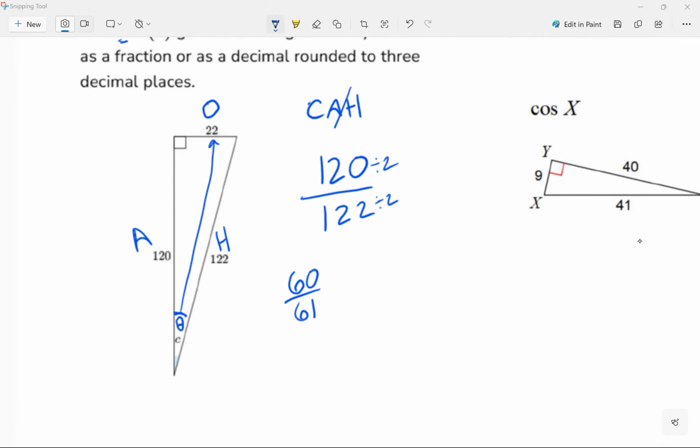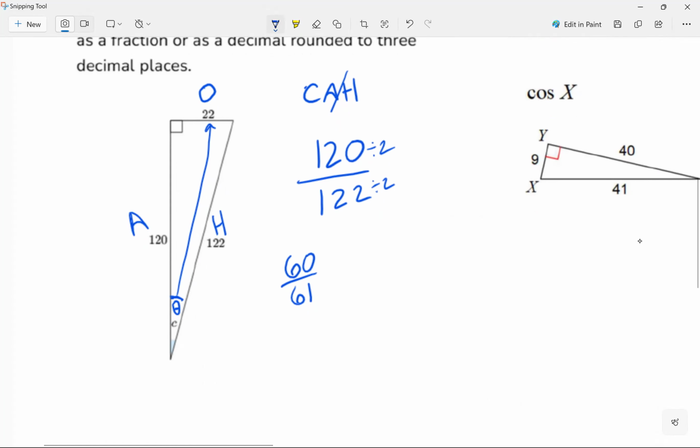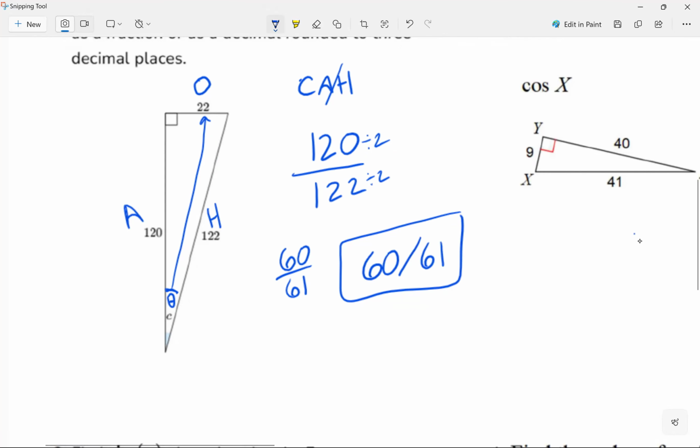Now you might be wondering, how am I going to type this as a fraction? Well, you're going to type 60 slash 61. So as a fraction, I'm going to call this 60 over 61. Again, if you type in 120 over 122, Canvas will mark it wrong, and the reason why is because it is not simplified. Now, what if you don't want to simplify? You just want to do a decimal. Then do it from the beginning.